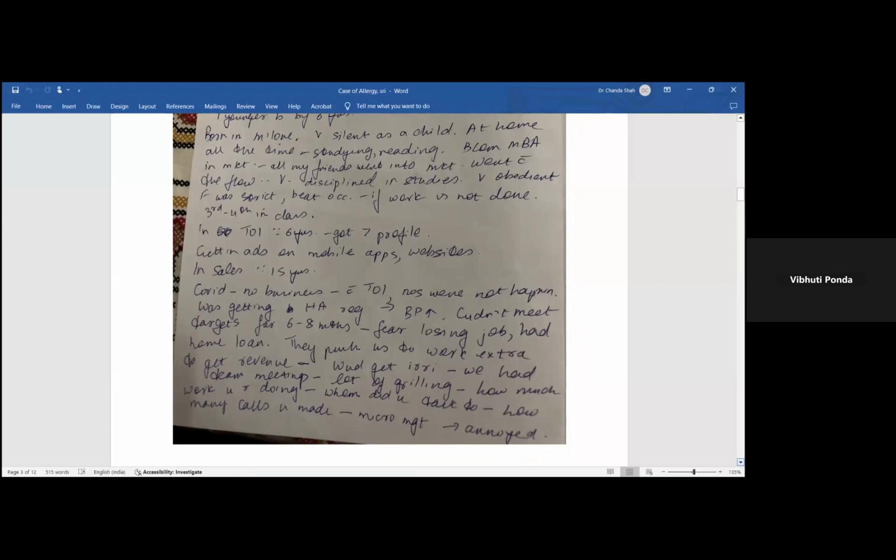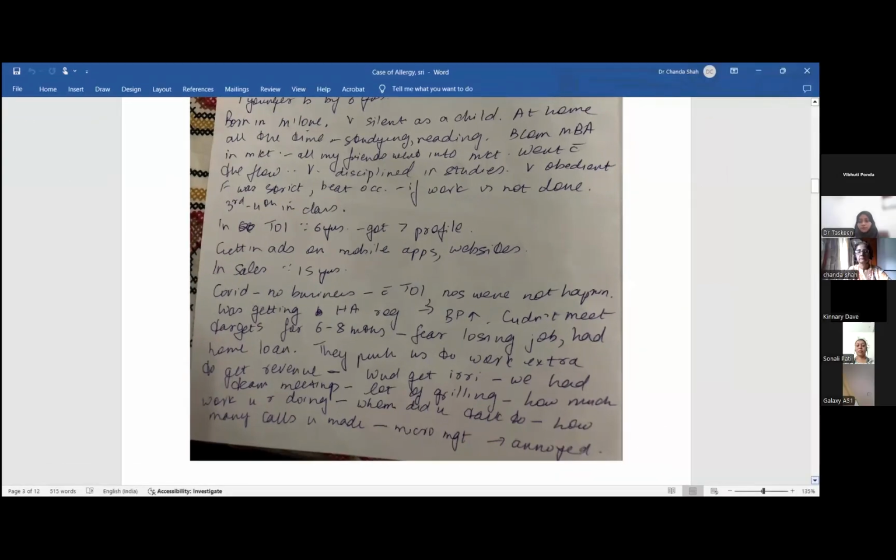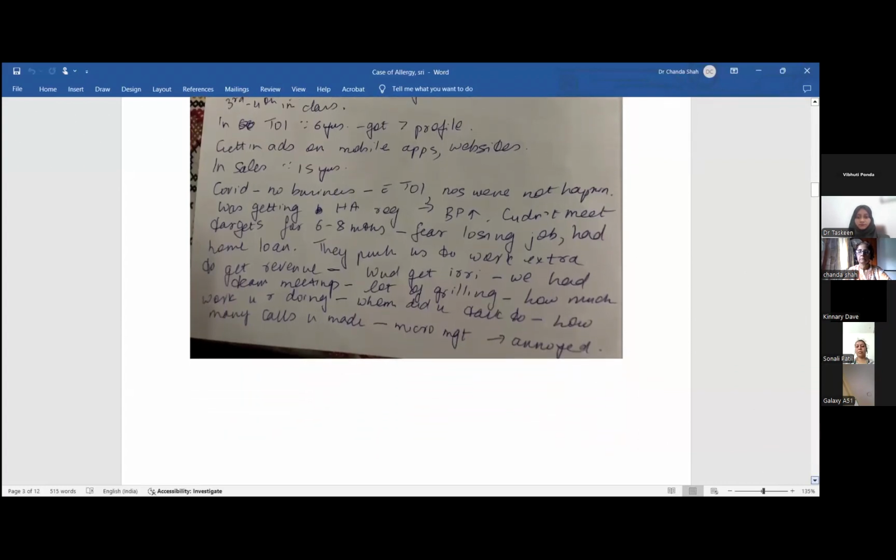He did BCom and MBA in marketing. All his friends used to do marketing, so he decided to go with the flow. He's very disciplined in studies. He's very obedient. The father was strict, would beat him occasionally if work was not done. He would come third or fourth rank in his class. Now he's been working in Times of India for 6 years. So he's got a better profile. He does ads on mobile apps and websites. He's been in the sales department for 15 years.